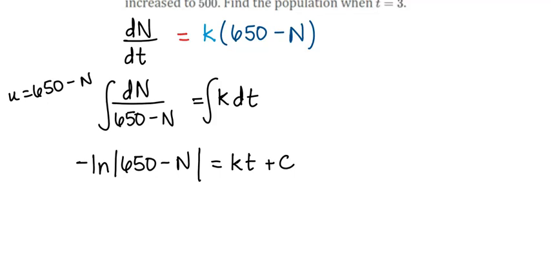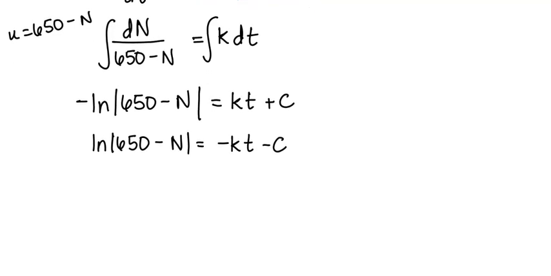I want to solve for n, so I'm first going to get rid of the minus sign that's in front of this natural log by multiplying everything in the equation by negative 1. So all of my signs in the equation have changed. Now I'm going to exponentiate both sides so that I can cancel out the natural log. So using e on the left side of the equation will cancel out the natural log and just give me 650 minus n. Using e on the right side of the equation will give me some constant multiplied by e to the negative kt.